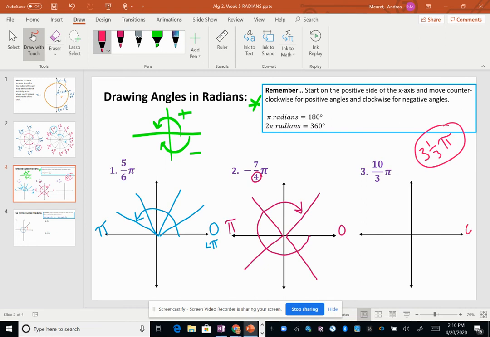And so here's my 0, and here's pi. And it's a positive 10/3. So again, every half circle is a distance of pi. And so there's 1, 2, 3 pi to get there. And then we need to continue 1/3 of pi after that. So 1/3 of the bottom half of the circle would be about here. I'm going to extend my arrow to touch that. And that is how you draw angles and radians in the coordinate plane.